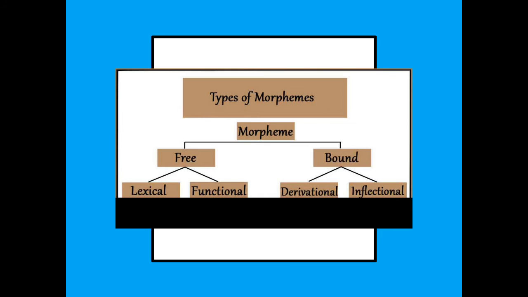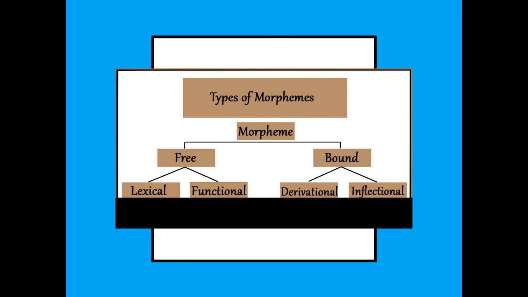So in summary, a morpheme is the smallest or minimal grammatical unit of a language. Morpheme has two types: the free morpheme and the bound morpheme. Under bound morpheme, we have the derivational morpheme and the inflectional morpheme. Under derivational morpheme, we have two types: the class-changing derivational affix and the class-maintaining derivational affix. So this is all about the topic for today. We are going to end our lesson here.